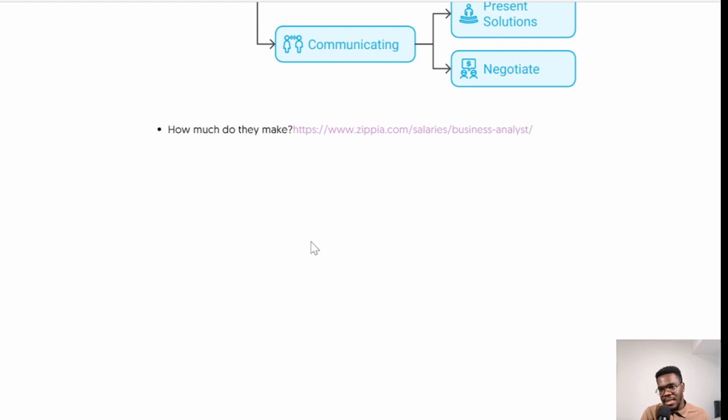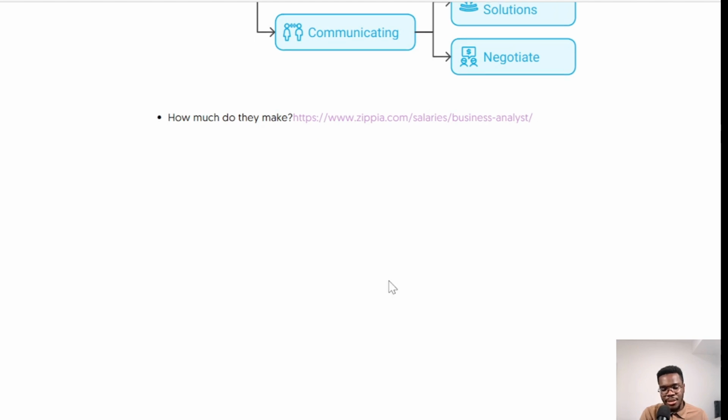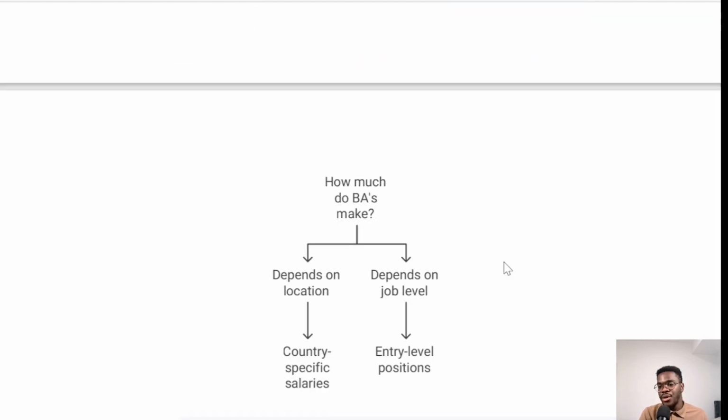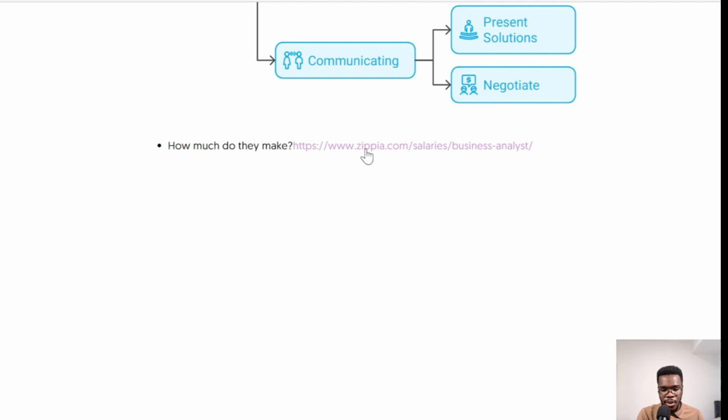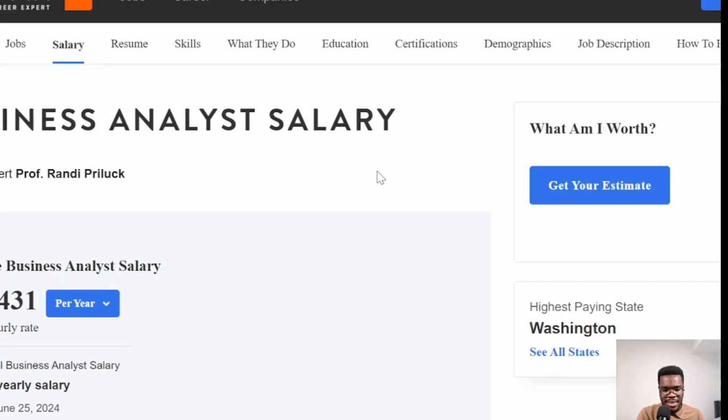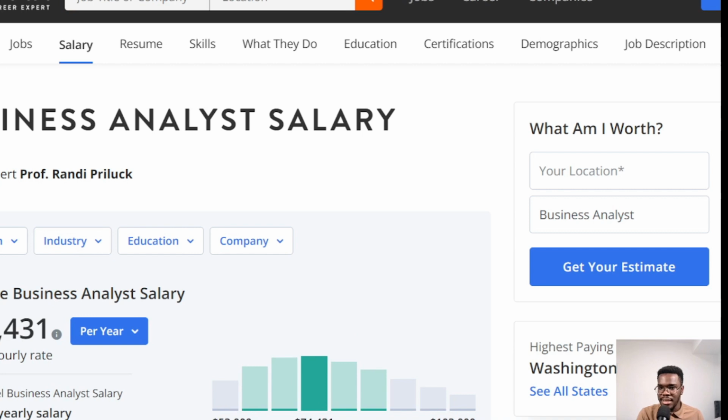How much do business analysts make? That's a very, very important question, but I would say it depends. If you're looking at a location such as the US, Canada, North America, essentially, they have a certain amount of money they pay there. If you're looking at an entry level, a mid-level, or a senior level position, there are different salary ranges. But this website is a really good one. I think it's called Zapier. Yeah, Zapier.com.